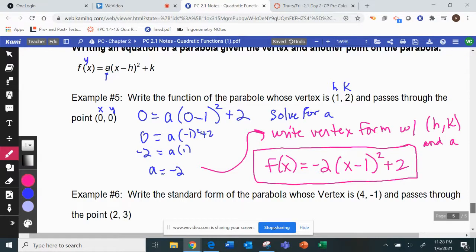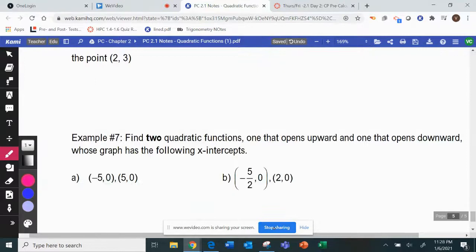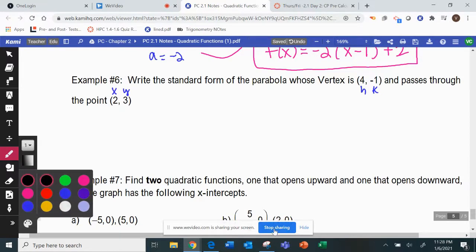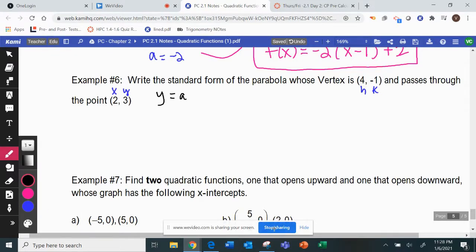Okay, and then we've got it in vertex form. Do one more of those examples. Here we have a vertex that is 4, negative 1. That's our H, K. And it passes through the point 2, 3. And since I can't see my vertex form anymore, I'll go ahead and rewrite it. Y equals A times x minus H squared plus K.